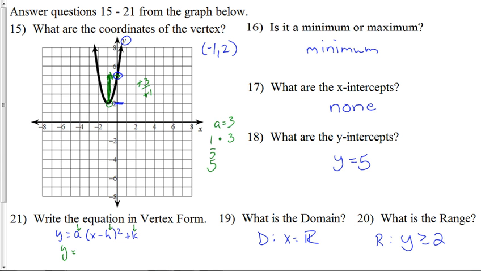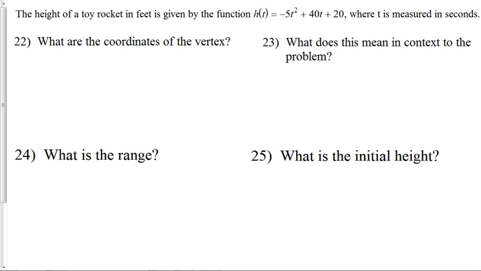So we can write our vertex form equation. A is 3, and then h is the first number of the vertex, and it's the opposite, so it'd be x plus 1. And k is the second number of the vertex, and it's the same, so it's plus 2. There's our vertex form. Okay, there you have it on that one. Let's skip on down to 22 and 23 and 24 and 25. This one actually has context, so we'll have to talk about that when we do 24 with the range. But let's first find the coordinates of the vertex.